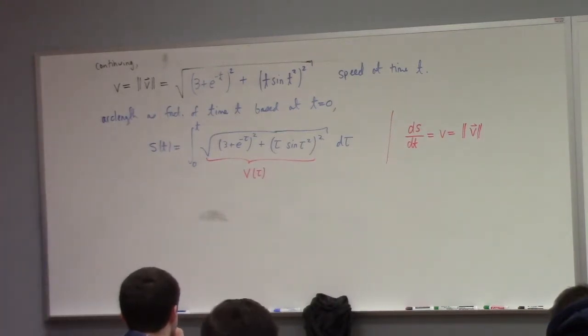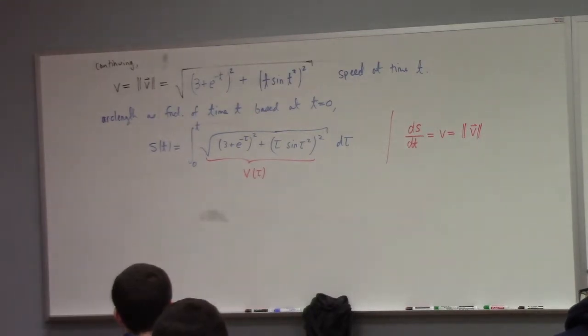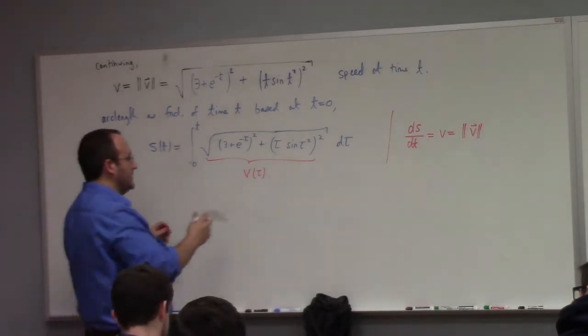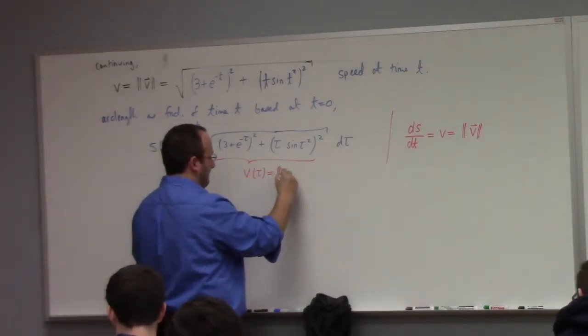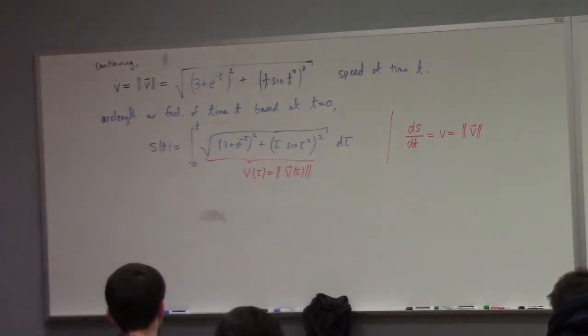What happens when you differentiate an integral with a variable upper bound? What's FTC1 say? The Fundamental Theorem of Calculus Part 1 told us if we differentiate an integral with a variable bound, then we just get the integrand back again evaluated at the bound. In other words, we get dS/dt equals the speed. You might ask, what's tau? Tau is a dummy variable of integration. Here we're using t as a fixed but arbitrary time.